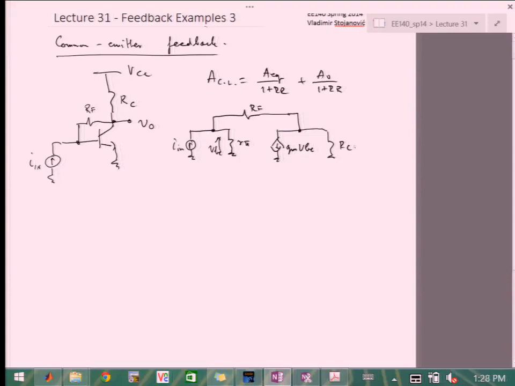I can add here R naught, it doesn't really matter, it doesn't change anything. So we'll just call it RC prime, or we can just say approximately RC. Okay, so V out will be here.